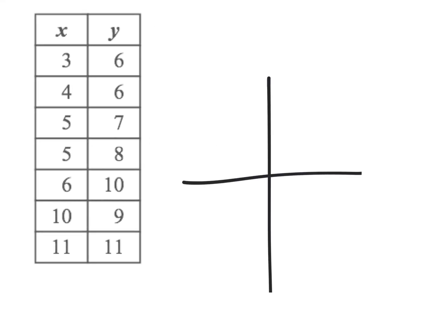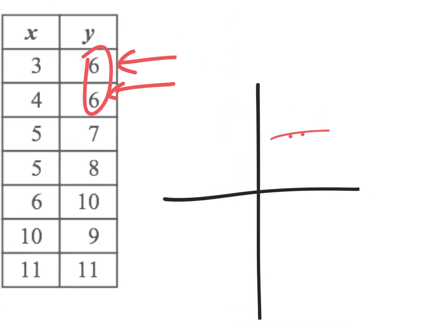This one, if I graph it, some people think, oh, it's weird, so it doesn't pass, no, just check. Over 3 up 6, over 4 up 6. See how that's still passing the vertical line test? It's okay if there's the same number here. That's okay. Because when I graphed them, look, if I draw a line through that, doesn't that pass the vertical line test? Yeah. Doesn't pass a horizontal line test, but it passes the vertical line test. How about 5, 7? Well, that means it went up a little bit. 3, 6, 4, 6, 5, 7, 5, 8, 6, 10, 10, 9, 11, 11.